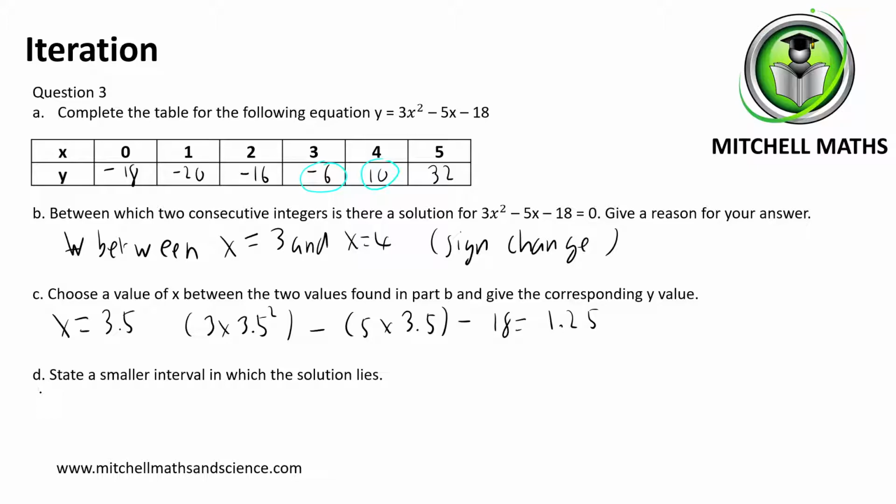For part D it says, state a smaller interval in which the solution lies. So you need to look at where a sign change occurs. Well, it occurs between 3, which is negative, and 3.5, which is positive. So because the change occurs there, you know that the solution is going to be between 3 and 3.5. The way you'd write that interval is 3 is less than x, which is less than 3.5. So you're saying that x is in between 3 and 3.5. And that's how you do that question.